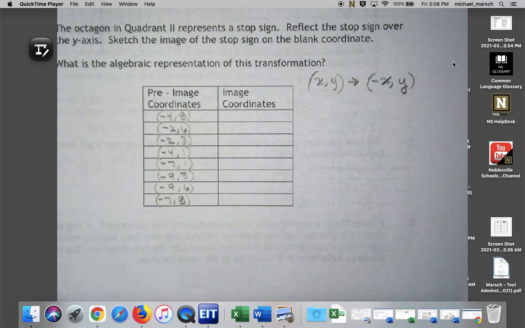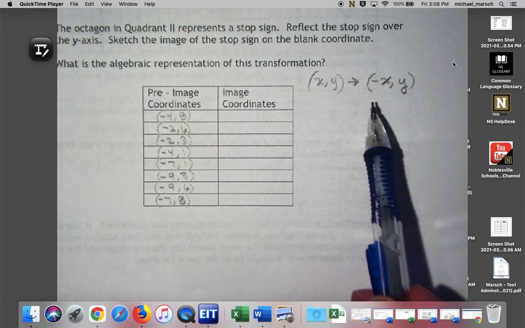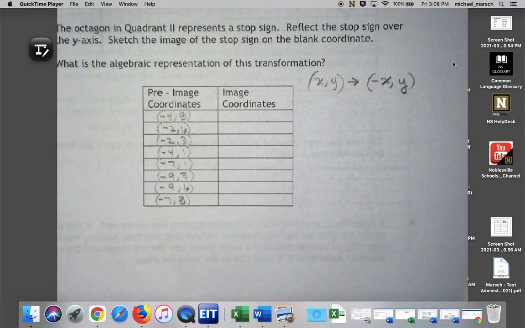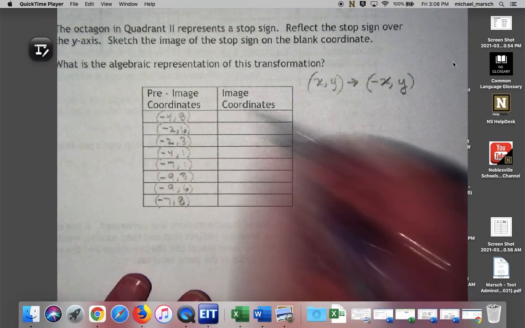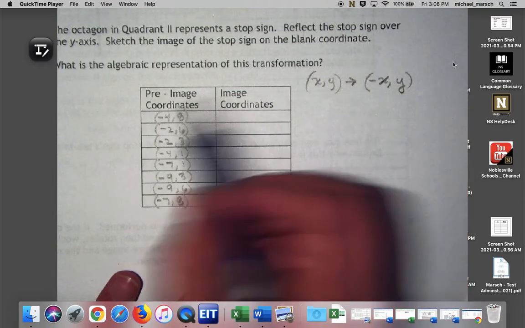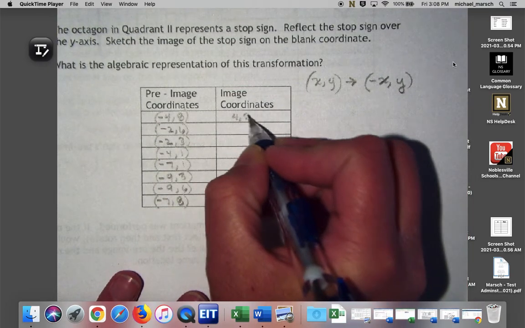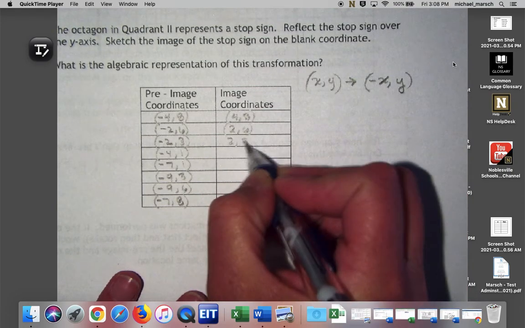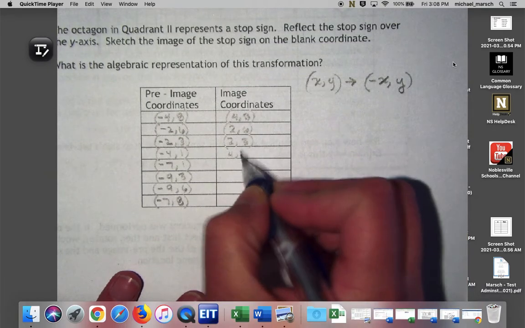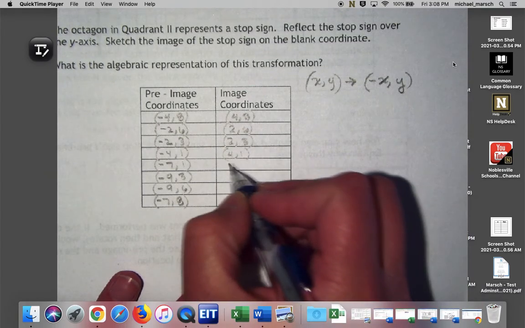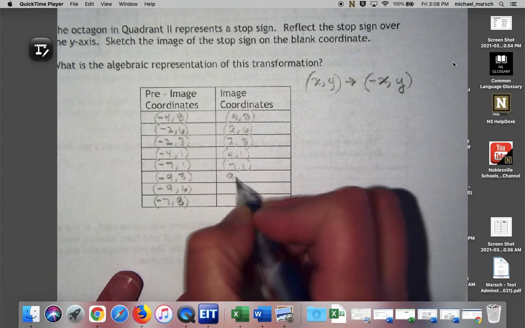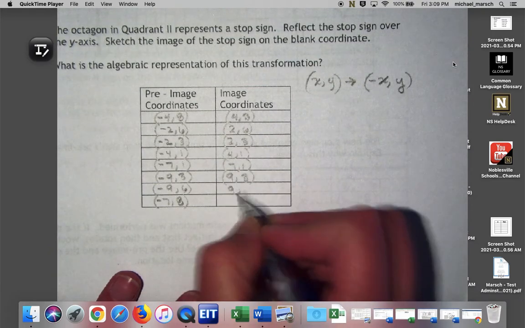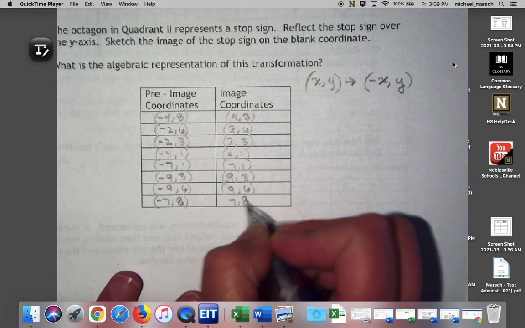Okay, so what will be my first image coordinate if my transformation is opposite x, y? Would they both be positive? Well, y is going to stay the same, and I'm going to take the opposite of x. Yep, so it's going to be 4, 8, 2, 6, 2, 3, 4, 1, 7, 1, 9, 3, 9, 6, 7, 8.